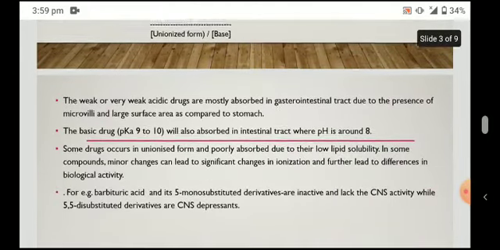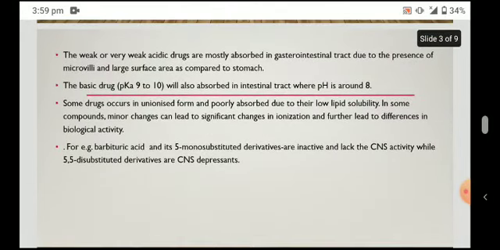Now moving to the next point, weak or very weak acidic drugs are mostly absorbed in the gastrointestinal tract due to the presence of microvilli and the large surface area as compared to the stomach. But basic drugs are also absorbed in the intestinal tract where the pH is around 8. Some drugs occur in unionized form and are poorly absorbed due to their low lipid solubility.